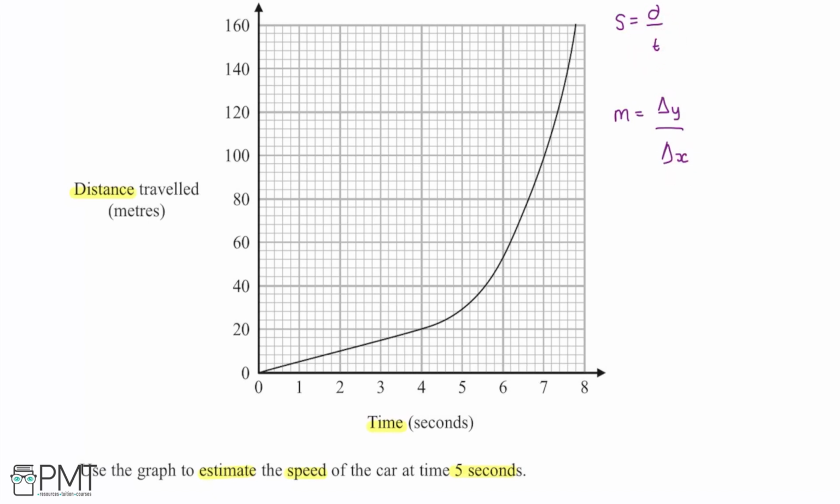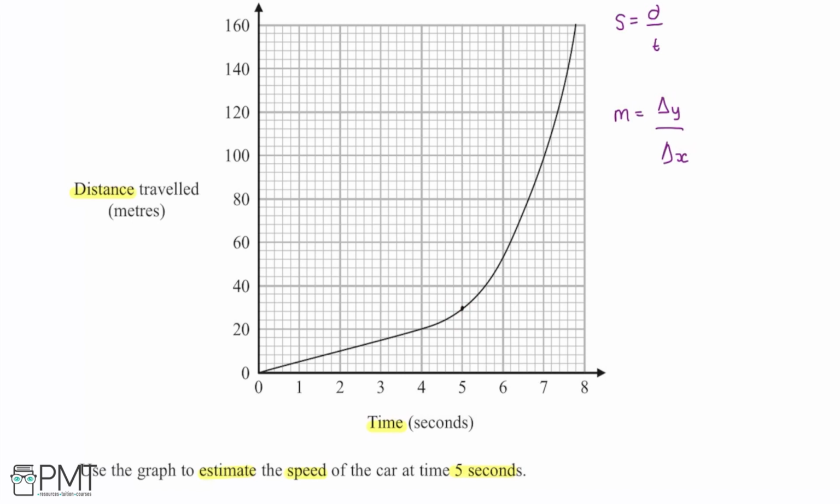So in order to get the speed at a given time, the instantaneous speed, I need to find the gradient of the graph at this point. To do this, I can draw a tangent and then find the gradient of this tangent. If I need to estimate the speed of the car at 5 seconds, I go to 5 seconds on the x-axis and trace upwards until I meet the graph at this point here.